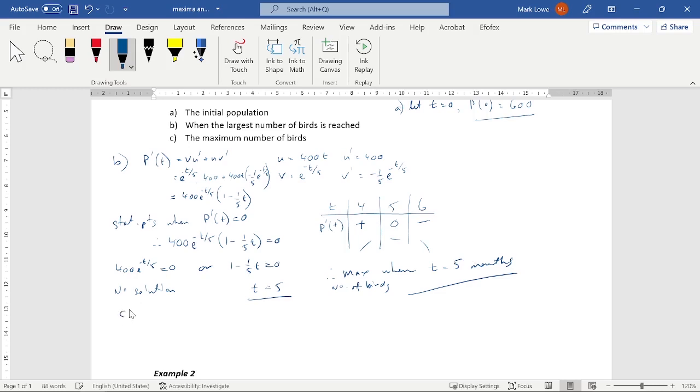And for part C then, we want to find the actual maximum number of birds. We're going to put t equals 5 into our original equation.